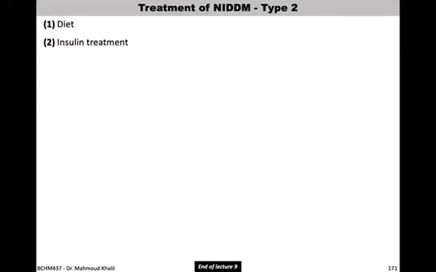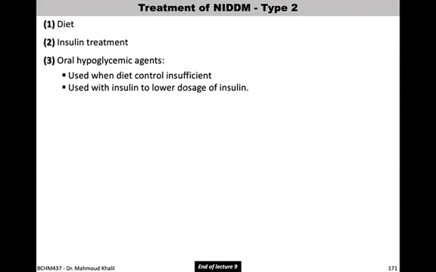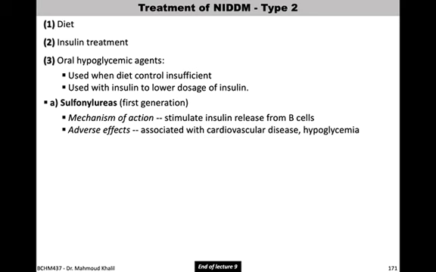So let's talk about the treatment of type 2 diabetes. Actually, diet is the first thing. You need to watch your diet. Of course, insulin treatment or oral hypoglycemic agents are used when diet control is insufficient, and are used as well with insulin to lower the dosage of insulin. Drugs like the first generation of sulfonylureas actually work to stimulate insulin release from beta cells, and they have adverse effects associated with cardiovascular disease and hypoglycemia.